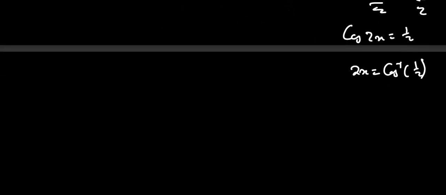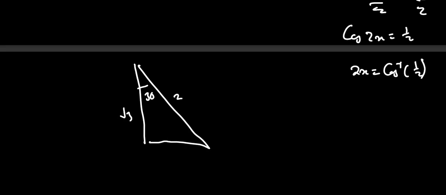What angle gives us half for cos? If you go back to your special angles, cos is adjacent over hypotenuse, right? There is only one place we can possibly get a half. We have a 30, we have a root 3, we have 1, and this is 60 here. So 2x is supposed to be equal to 60.